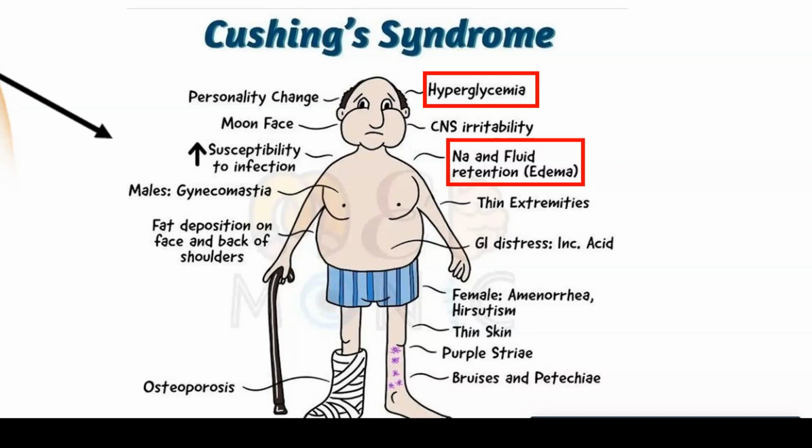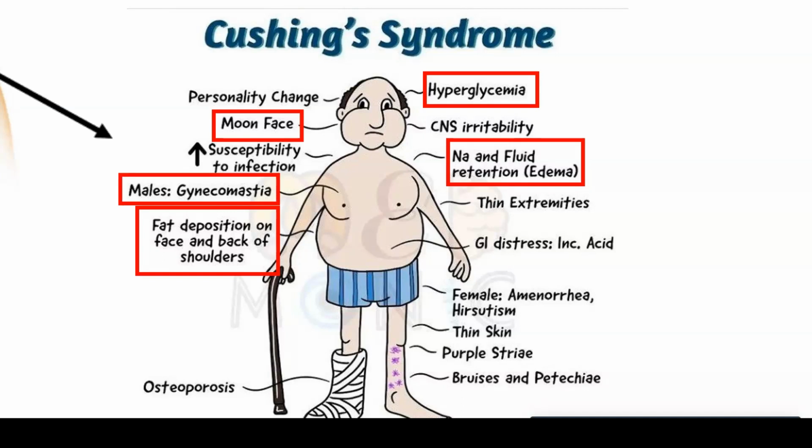If it's deposited in your face, it's called the moon face. If it's deposited in your tummy, there will be the classic pot belly that is seen in these patients. Do note that these features can also be seen in diabetics because they also have hyperglycemia. Along with this, there can be a camel back hump, and also there can be some double neck and all, increased fat deposition in the neck. In the males, there can be some deposition around the chest area leading to gynecomastia.